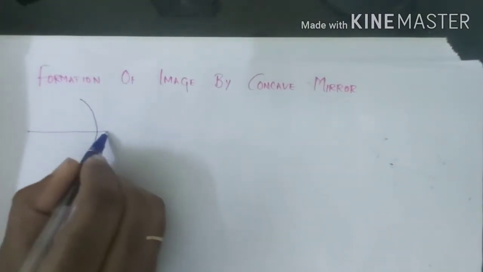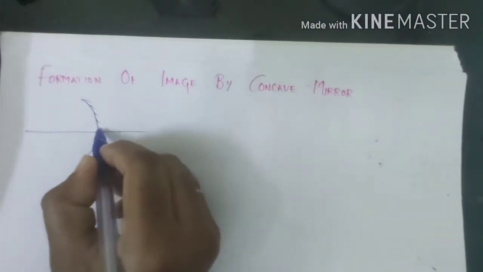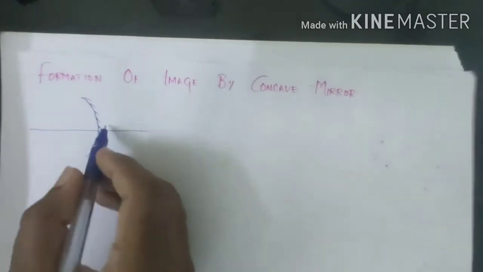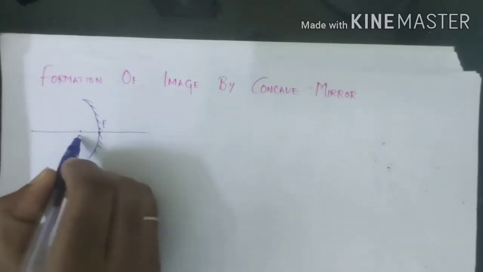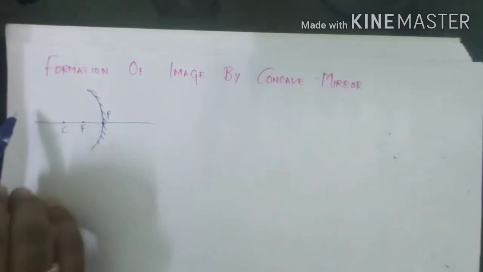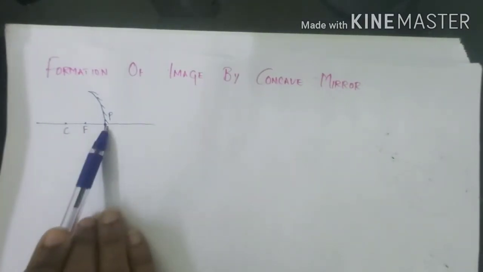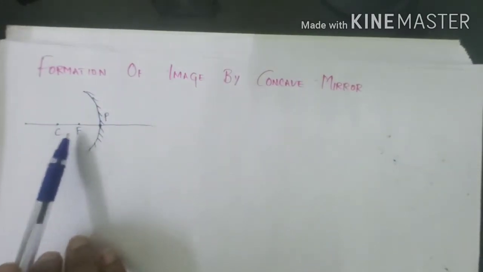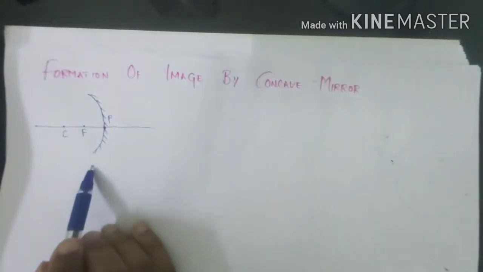So here I am just drawing my principal axis. This is a metal coating. The inside part is the reflecting surface. This is my metal coating, principal axis, pole, principal focus, center of curvature. Let's take here, this will be infinity. And this is your point P. For a concave mirror, the focus will be lying just in front of the reflecting surface.